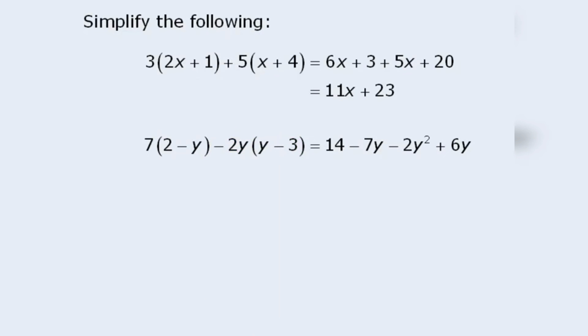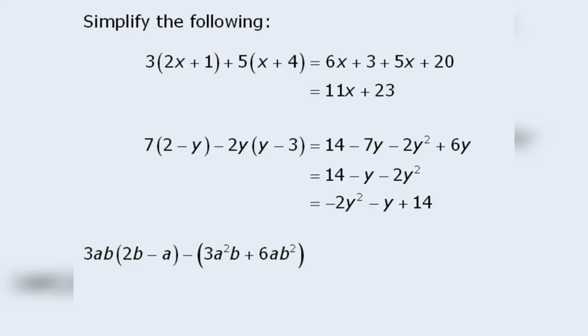From here we can simplify. Since we have no other constant terms to combine with 14, we will leave that as it is. Next we have negative 7y plus 6y, which equals negative 1y, or minus y. And finally, we have no other terms to combine with negative 2y squared, so we'll leave that as it is. Please note that we can take these terms and move them around to get negative 2y squared minus y plus 14. Okay, one last question.